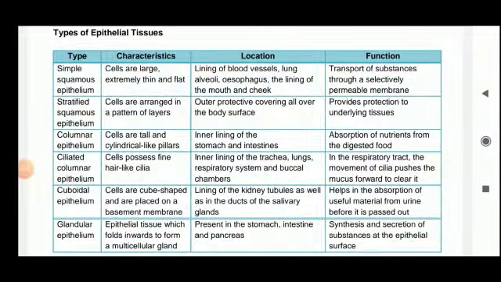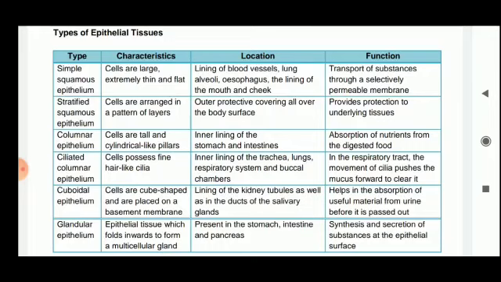In this part, we will see the various types of epithelial tissue. We have started with the epithelial tissue in animal tissues. You have seen that the epithelial tissue is of 6 types: simple, stratified, columnar, ciliated, cuboidal and glandular. One by one, we will see its characteristic, location and function.